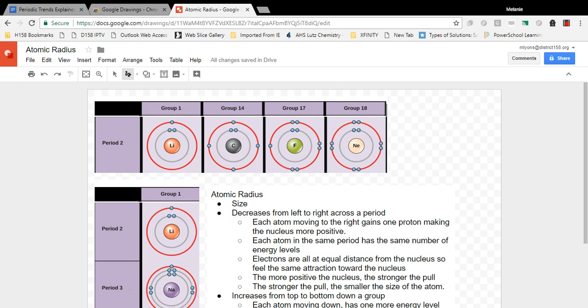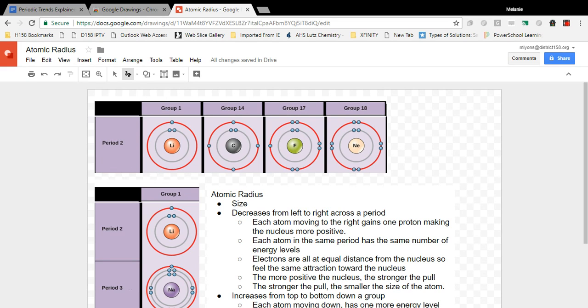We're going to talk about two trends when we talk about any of the periodic table properties of atoms: a trend going across a period, and a trend going down a group. So first we're going to talk about the period trend. Here I have period 2, the elements lithium, carbon, fluorine, and neon.